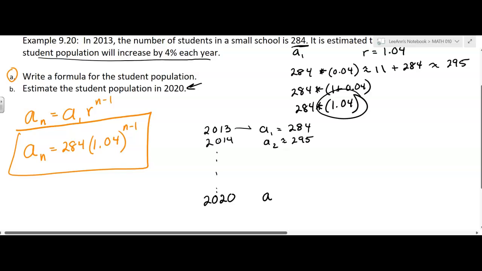Well, look at the pattern. 13, that's 1. 14, 2. If you went another year, 2015, that would be A sub 3, right? So it's a difference of 2. So in 2020, it's going to be A sub 8, okay? So you could count it out if you want to. 2016 is going to be A sub 4, 17 is going to be A sub 5, 18 is going to be A sub 6, 19 is going to be A sub 7. So we're trying to find A sub 8 according to our formula.